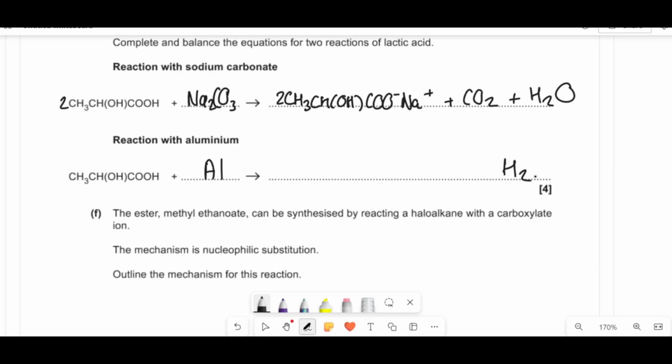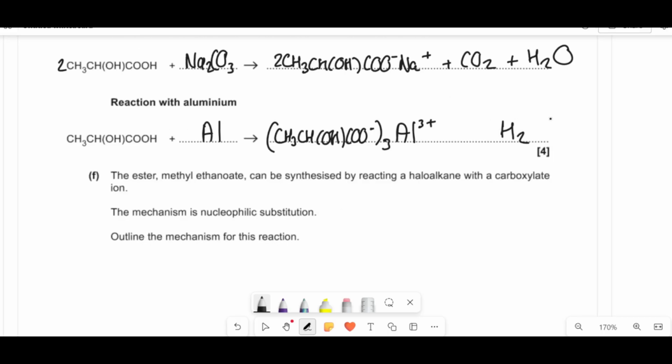We need to think about what the salt would be. So this is Al3 plus, that's going to be an O minus, that's 1 minus. It's going to be 3 of these, but O minus. So CH3CHOHCOO minus, in brackets, 3 Al, like that. Or 3 plus, really, there. But then as well as that, remember, we've only lost 1 H here, but we have H2 mysteriously there, so we have to balance it, so it's a half there.